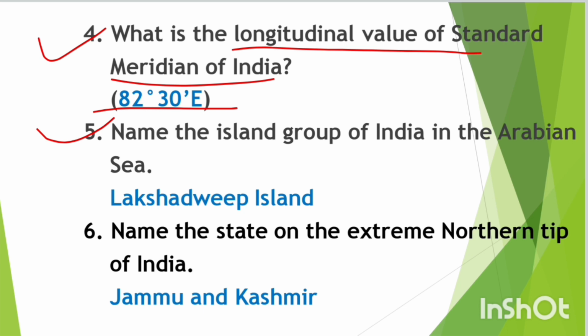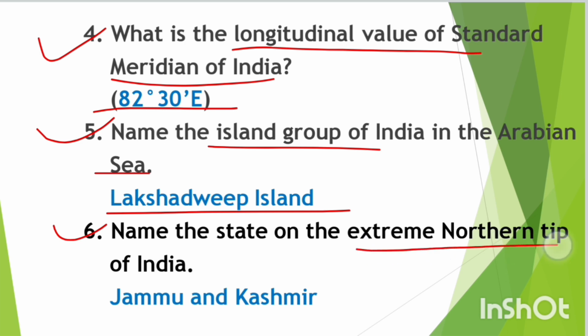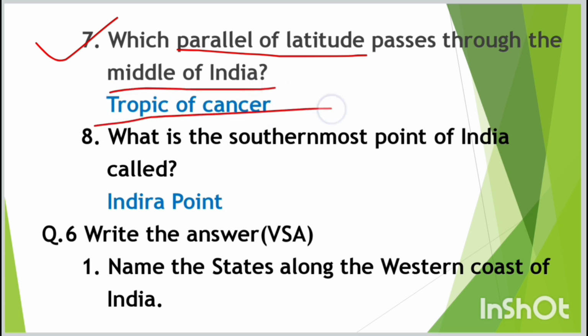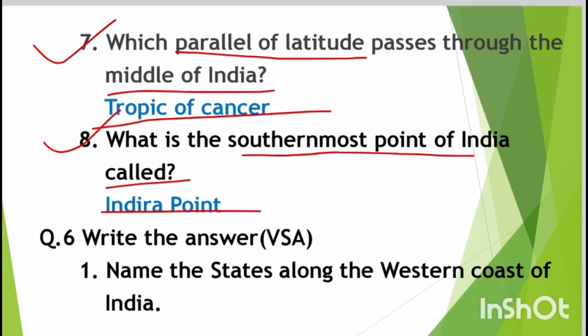Question number 5, name the island group of India in the Arabian Sea. Answer, Lakshadweep Islands. Next question, name the state on the extreme northern tip of India. Answer, Jammu and Kashmir. Next question, question number 7. Which parallel of latitude passes through the middle of India? Answer, Tropic of Cancer. Next question, question number 8. What is the southernmost point of India called? Answer, Indira Point.